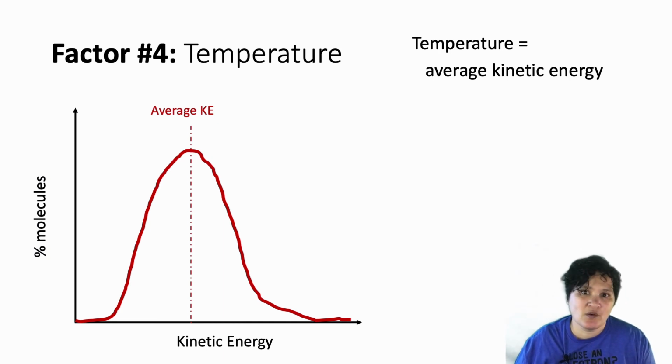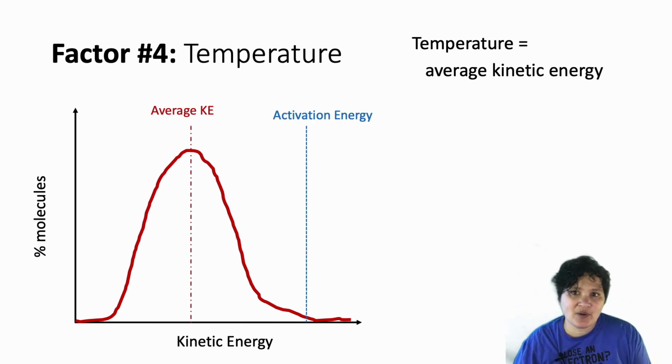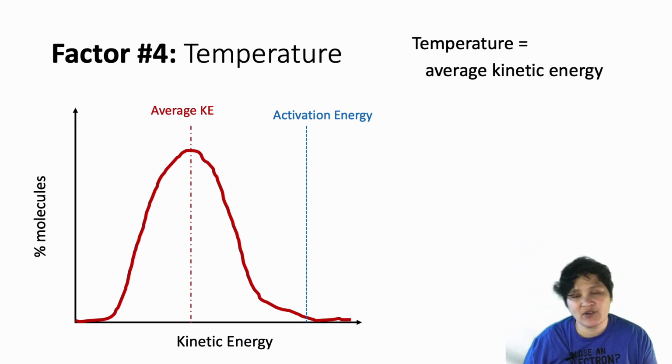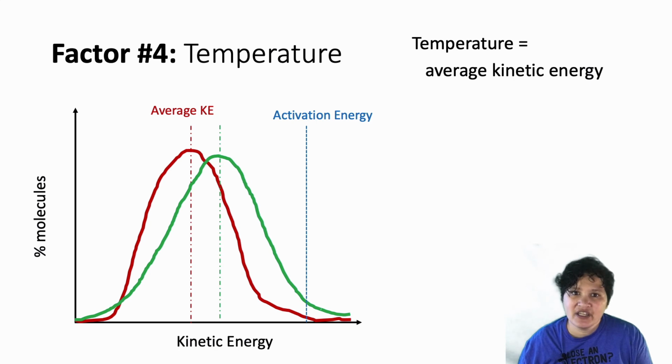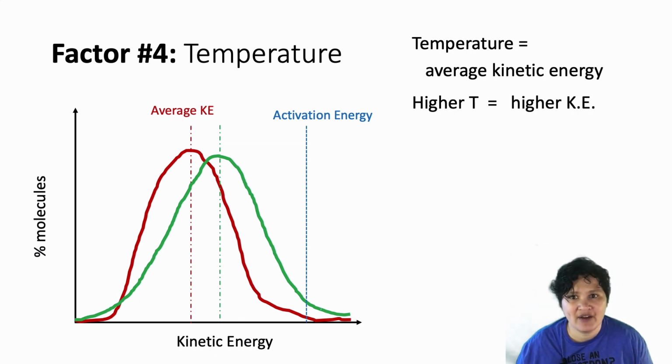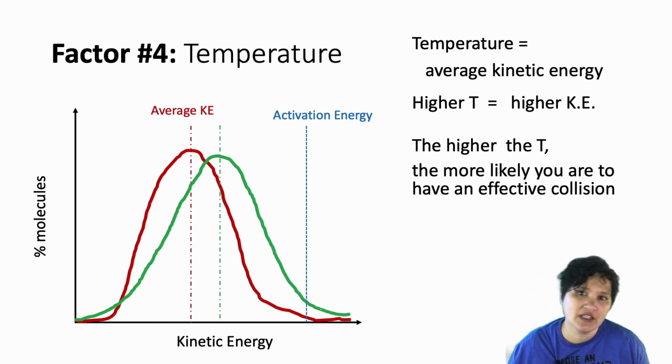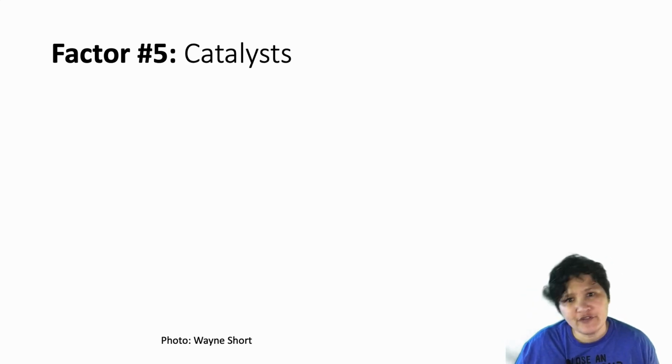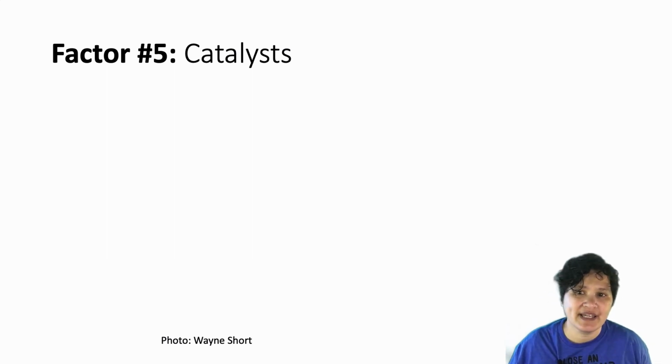Now, in this case, we will mark the activation energy on the graph, and it's clear that only a few molecules will have an energy greater than or equal to that activation energy. But at a higher temperature, which has a higher average kinetic energy, there are more molecules that have a kinetic energy greater than or equal to the activation energy. So the higher the temperature, the higher your average kinetic energy, and the more likely you are to have an effective collision. Our fifth and final factor is something that we call a catalyst.